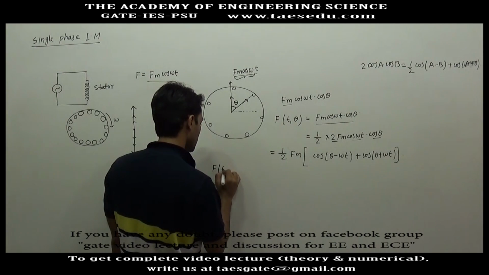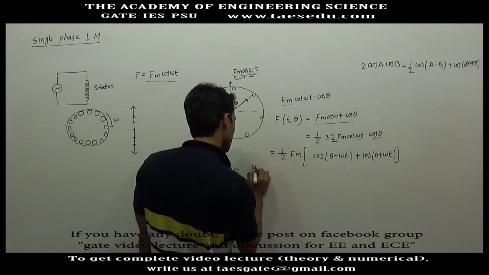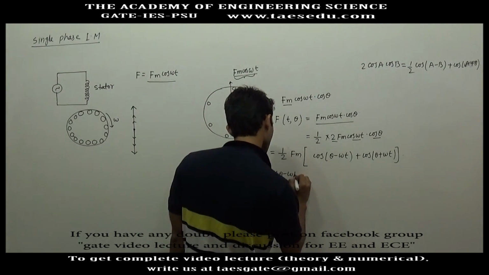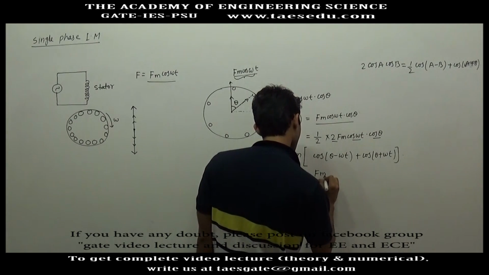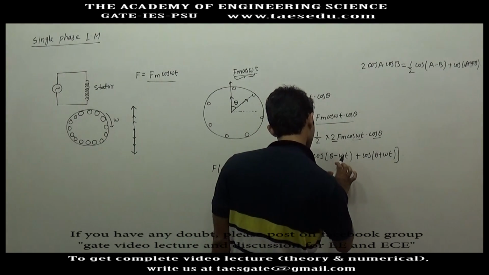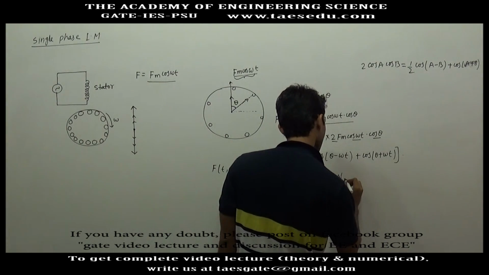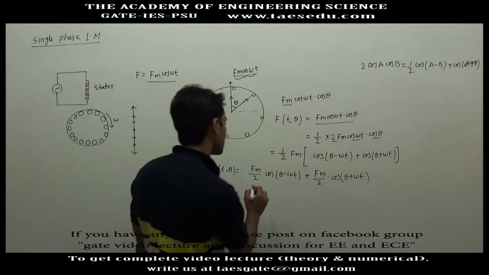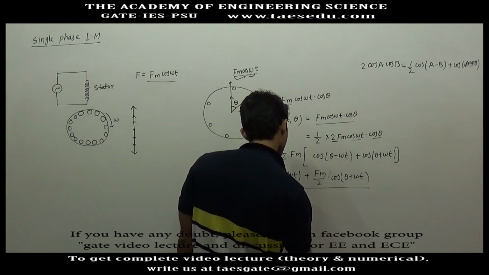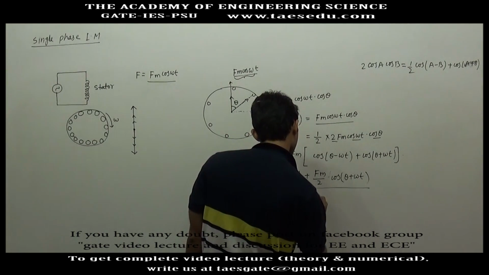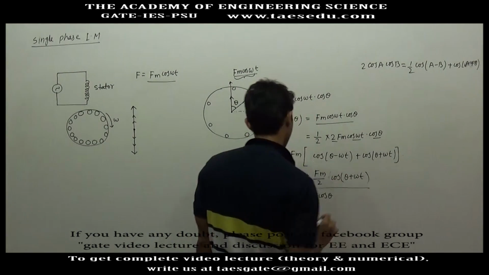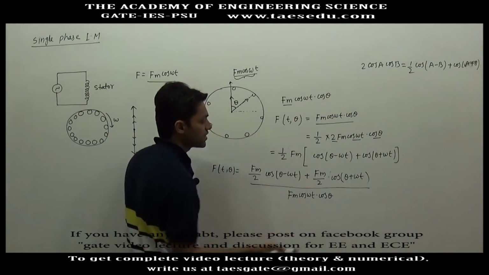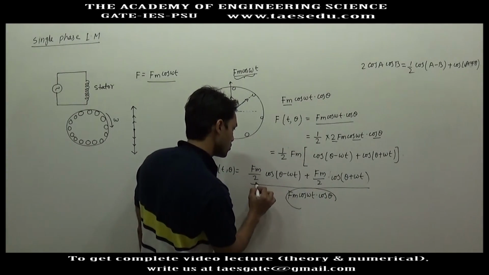So f(t, theta) is Fm by 2 cos(theta minus omega t) plus Fm by 2 cos(theta plus omega t), and this is nothing but Fm cos omega t into cos theta. So what we have done here, we have split the space and time variation of magnetic field into two parts.